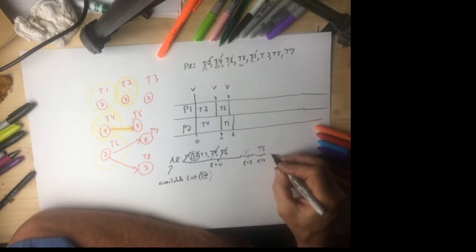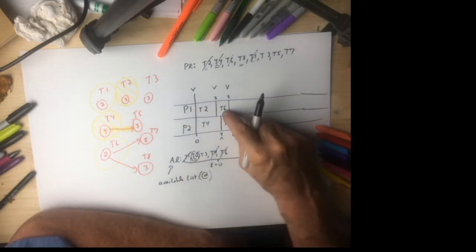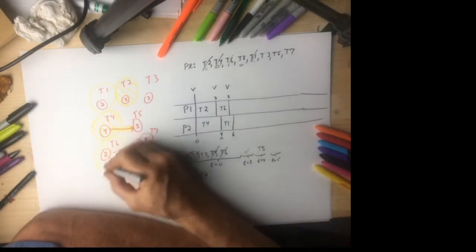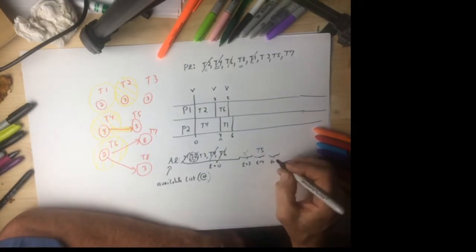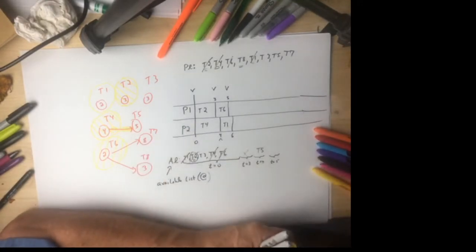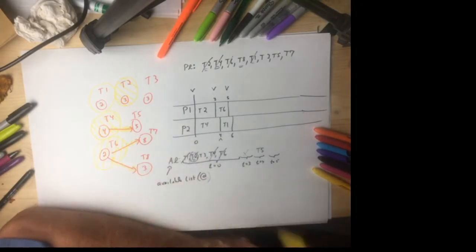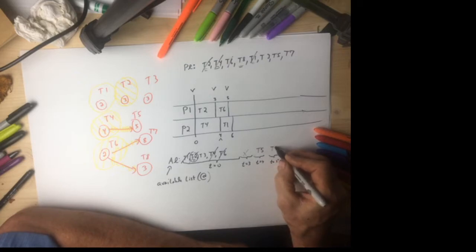Now, at t equals 5, P1 wakes us up. Whoa! Now, P1 woke us up because he finished T6. So we're going to cross that out. Now, at time equals 5, T6 just finished. That means these 2 arrows also went away. So at t equals 5, there are 2 new available tasks, T7 and T8.